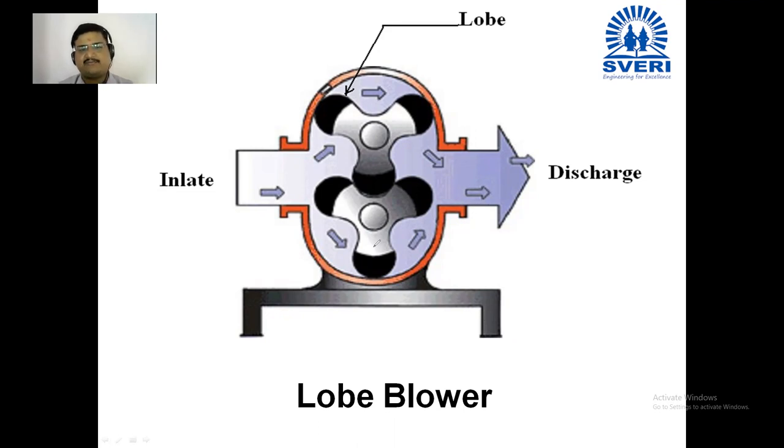Is it clear to everybody why vane type of the compressor and lobe type of the compressor is the rotary compressor? Is it clear? Yes sir, clear. Why is it known as a rotary compressor?